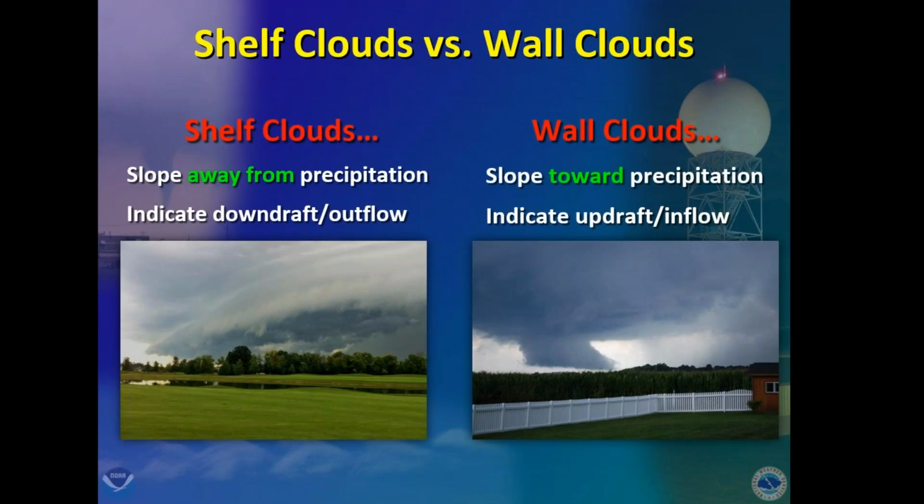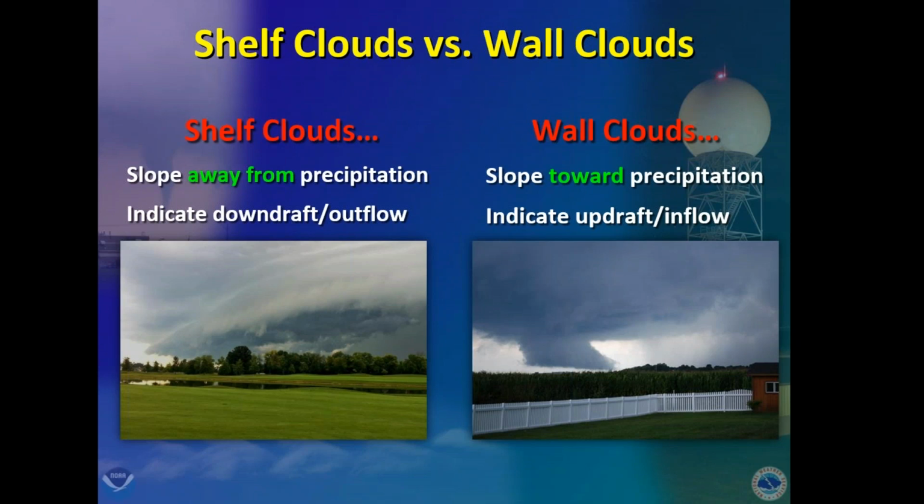So the shelf versus the wall cloud, the differences here. The shelf cloud is going to be sloping away from the precipitation. So it's going to be indicating outflow. So air is coming out of our thunderstorm. So that's basically our storm breathing out, if you will. So air coming out and downdraft.